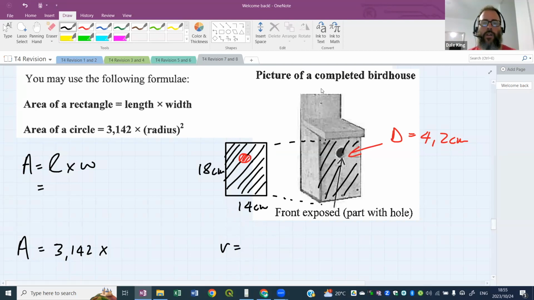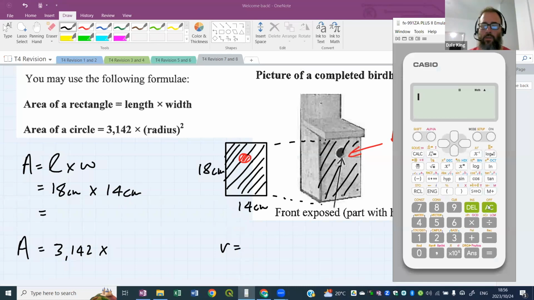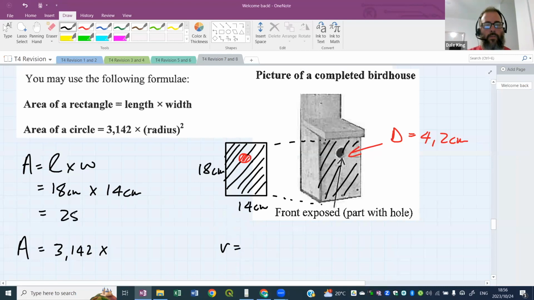All right. Let's have a look-see. So we need to work out the area of the rectangle, the area of the circle, and remove the circle out. I'm going to do the rectangle first, nice and easy. It's length times width. I told you that the length was 18 centimeters, and the width is 14 centimeters. The question says they want an answer in centimeters squared, so our units are fine. So 18 times 14, 252 centimeters squared for the rectangle.